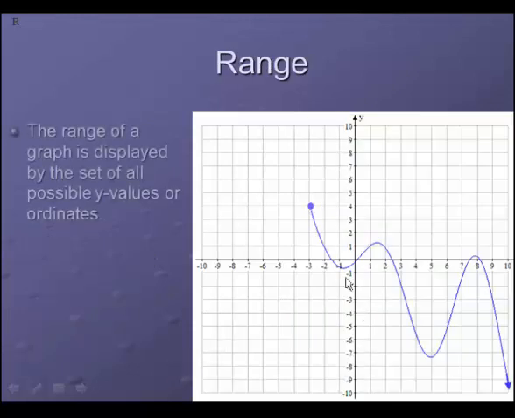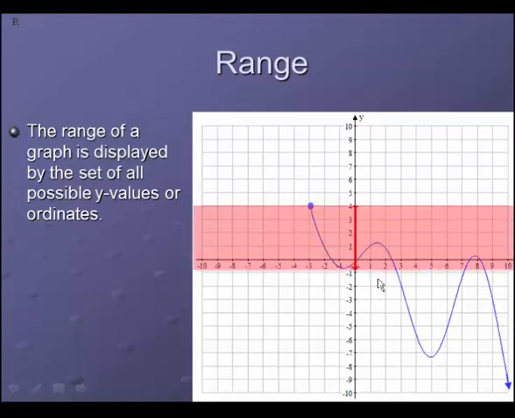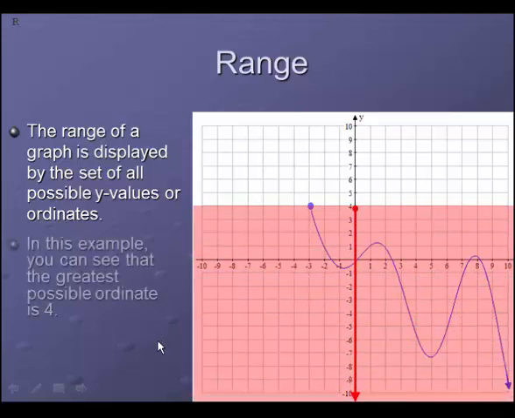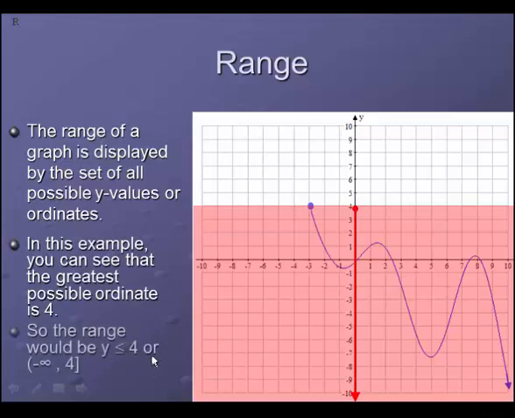For the range we're talking about up and down, so the highest or the lowest this graph ever reaches. So the highest it ever reaches is 4, and it also reaches everything below that because it goes down forever. So we'd basically say for the range of this that y is less than or equal to negative 4, or you could also say negative infinity to 4, and we'll practice that some more in some of the other problems that we're going to try.